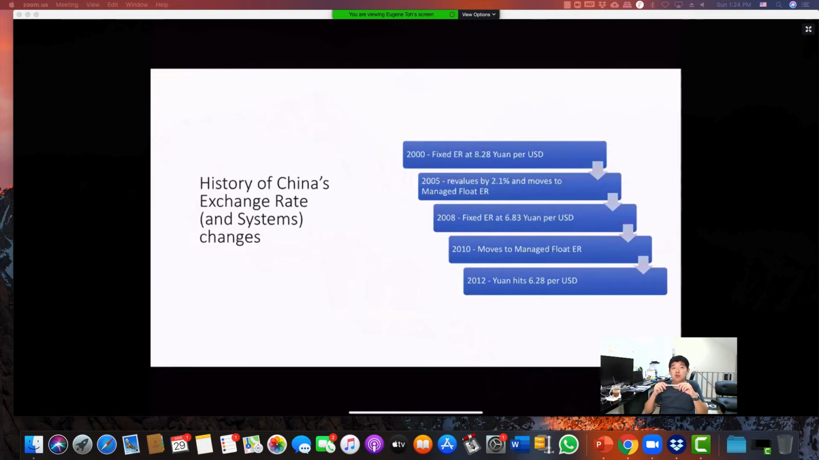Now let's have a look at what basically happened with China's exchange rate. China moved from using a fixed exchange rate to a managed float exchange rate, back to a fixed exchange rate, then to a managed float exchange rate, right? So it'll be moving back and forth. In year 2000, China fixed its exchange rate at 8.2 yuan or renminbi per US dollar, and then in 2005 it allowed it to appreciate to some extent and move to a managed float. In 2008, it switched back to a fixed exchange rate system again, before allowing it to float again in 2010, and by 2012 it had hit 6.28 renminbi per US dollar.